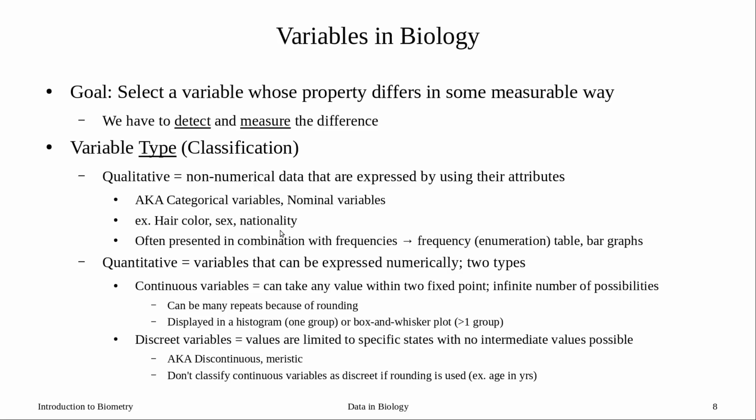The other variable type is a quantitative variable. Quantitative variables are those that are expressed numerically. Now, this isn't the conversion where we use numbers to represent a category. These are actually measurement variables.